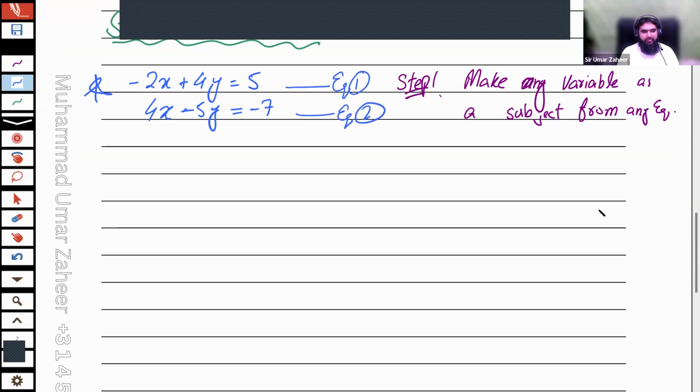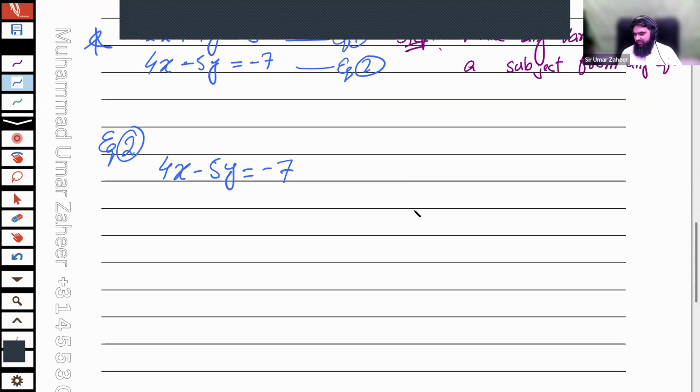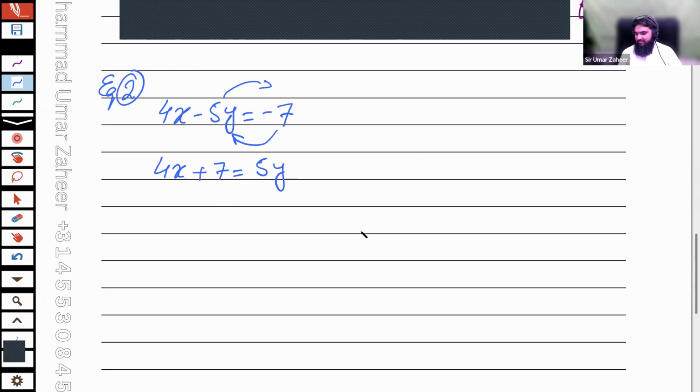So, Tuba, which variable do you want to make the subject, and from which equation? Y from equation two. You want to make y the subject. So we have 4x minus 5y is equal to minus 7. Now look here, it is minus 5y. Take it to the other side, it will be plus 5y. And minus 7 will become plus 7. Now 5 is multiplying, take it to the other side, so it will be divide. This equation will become equation 3.